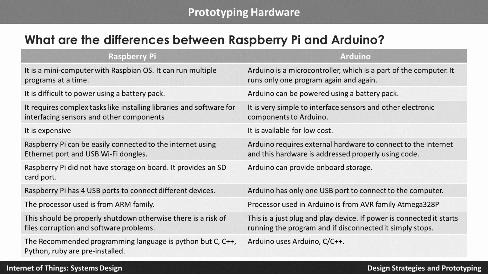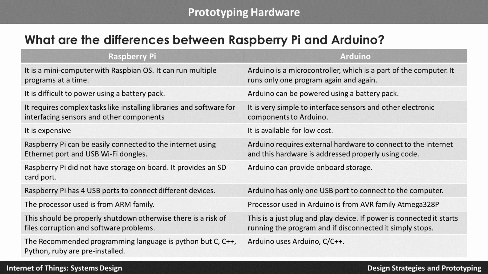We have already discussed the differences between the microprocessor and the microcontroller. But here we are going to discuss some differences between their implementations. The microcontroller implementation is Arduino, and the single system on chip, or microprocessor, implementation is Raspberry Pi. Raspberry Pi has an operating system. It's a mini computer which can run multiple programs. On the Arduino side, you can't run multiple programs. You only run one program.